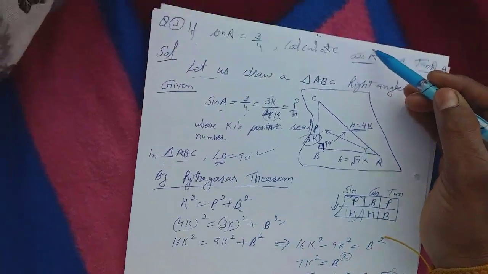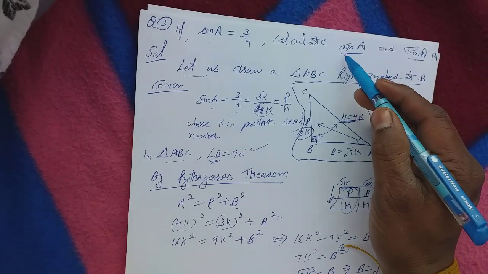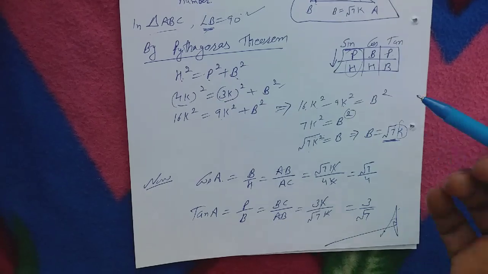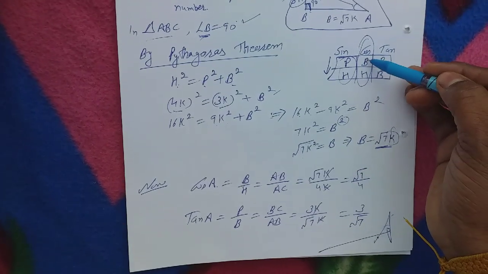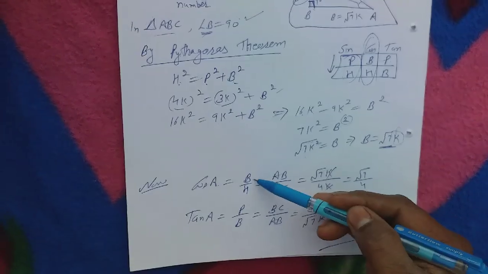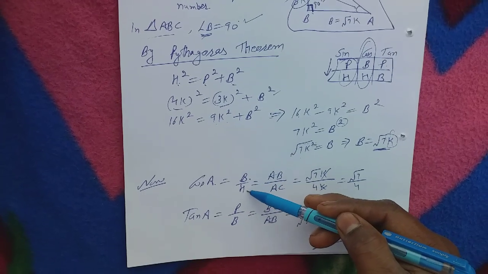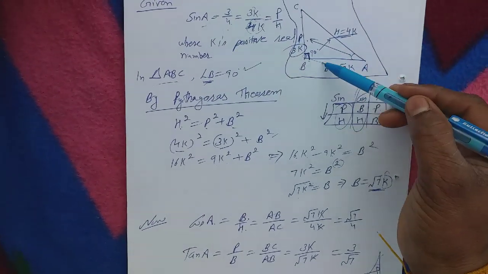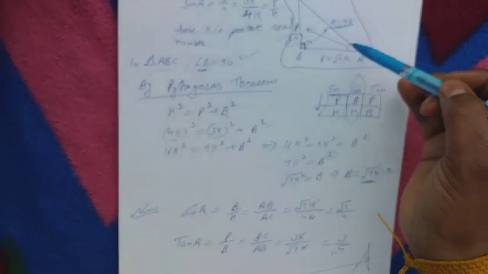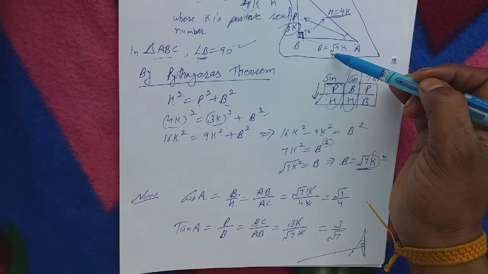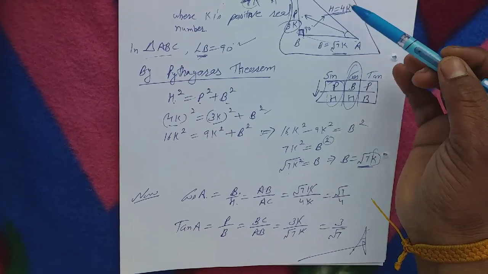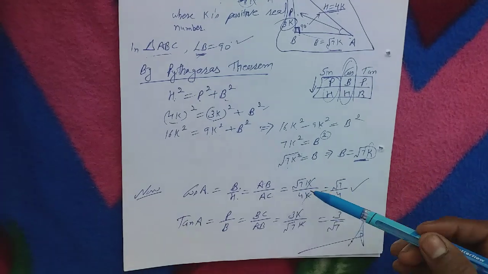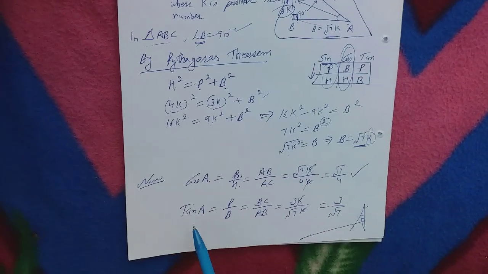So in the question we are asked to find cos A and tan A. So from here, cos is B by H. B is base, H is hypotenuse. So the base in the triangle is AB and H is AC. The value of base is root 7k and H is 4k. So k cancels with k. So cos A is root 7 by 4.